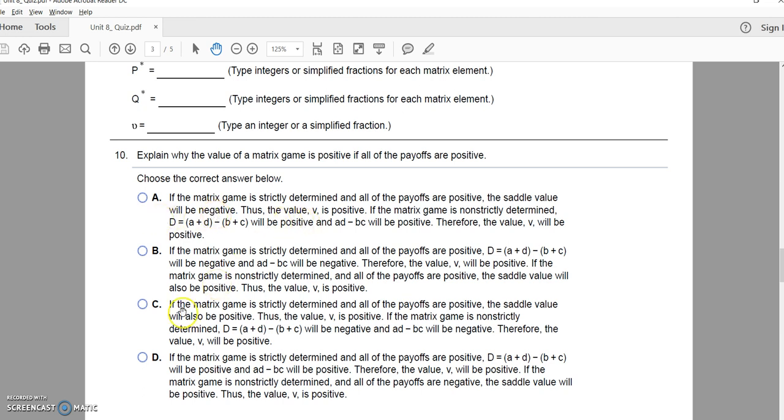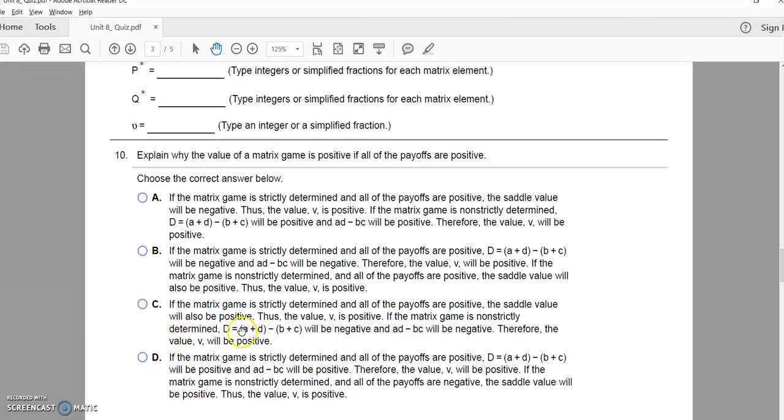So if the matrix is strictly determined and all of the payoffs are positive, the saddle value has to be positive, and the saddle value is V, the value of the game. So that's also positive. So this is the case if the matrix game is strictly determined. If there exists a saddle point, V has to be positive. So what if the game is non-strictly determined?